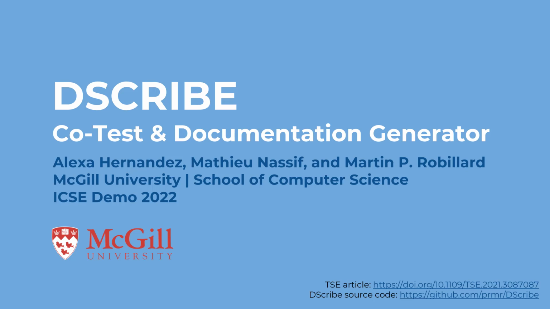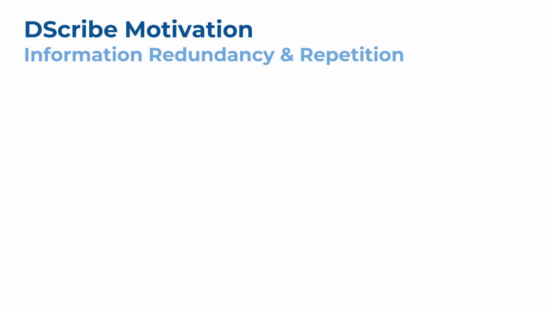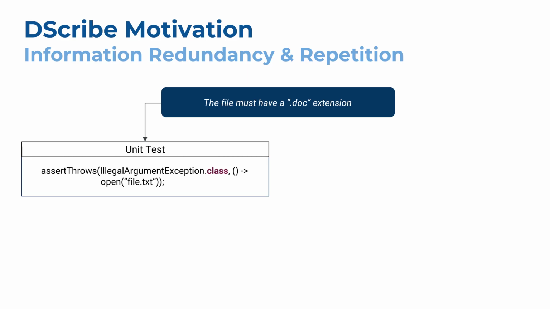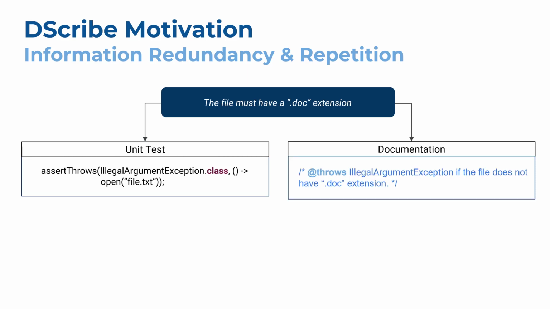But before we get started, let's take a quick look at the motivation behind DScribe. As we know, each software project has an abundant number of specifications. Normally, for each specification, we create a unit test and a documentation fragment. The specification is thus redundantly captured in both assets.